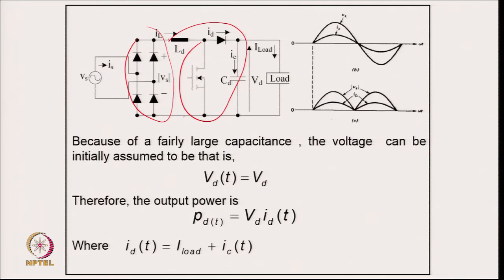So, the output voltage will be VD, and the power will be VD ID, where ID is the diode current. This ID flowing into the diode will of course be discontinuous, but it will have the load current plus the capacitor current. If you look at Kirchhoff's current law, this current is the sum of this current plus this current, and that is the relation here.